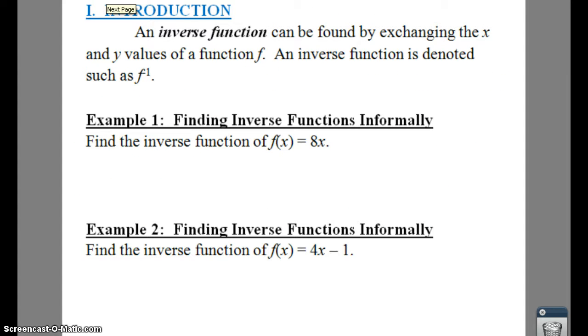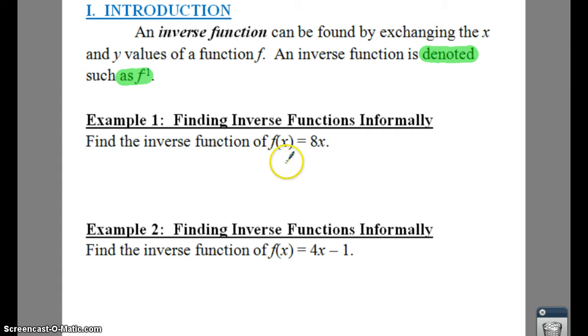All right, so an inverse function. The main way you can find that is just by exchanging your x and y values of a function. Whenever you write an inverse function, you have to denote it, or write it, as f to the negative 1. So if you want to find inverse functions informally, just look at whatever function is given to you.